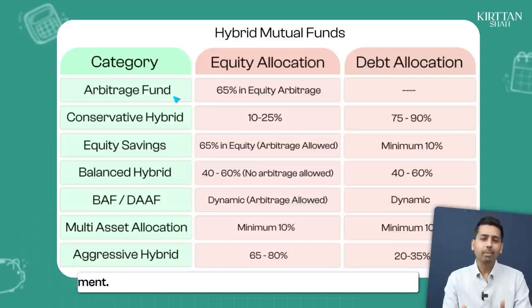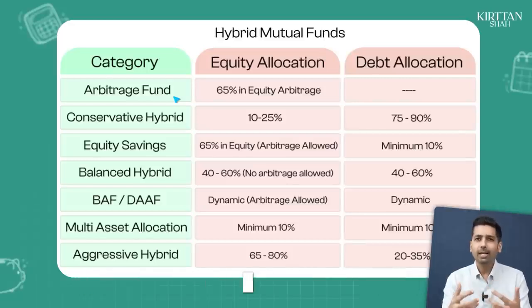But when you invest in arbitrage funds, you are typically investing in a particular product in which there is very little downside, and probably this fund will still end up making 6.5% for you. So that's the first category of hybrid funds that you want to know of.